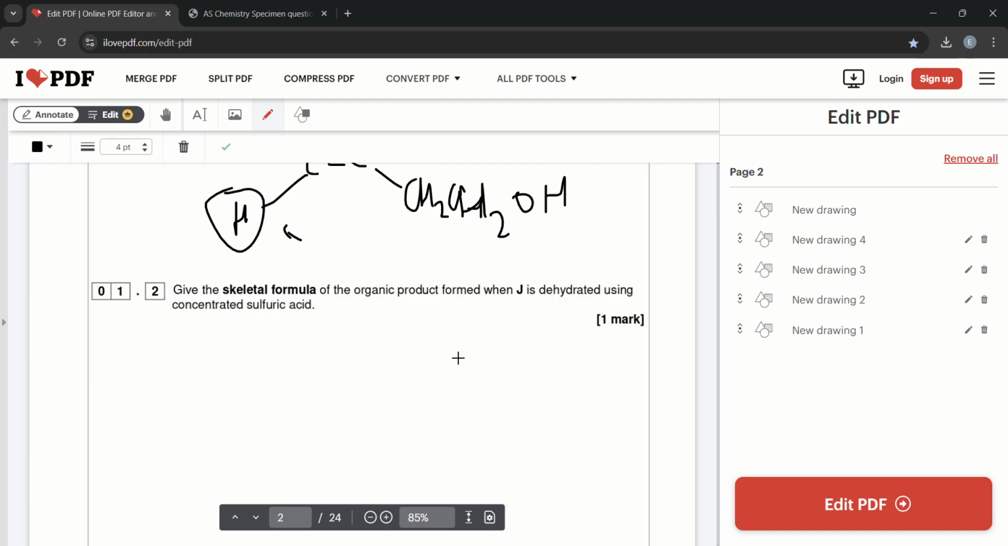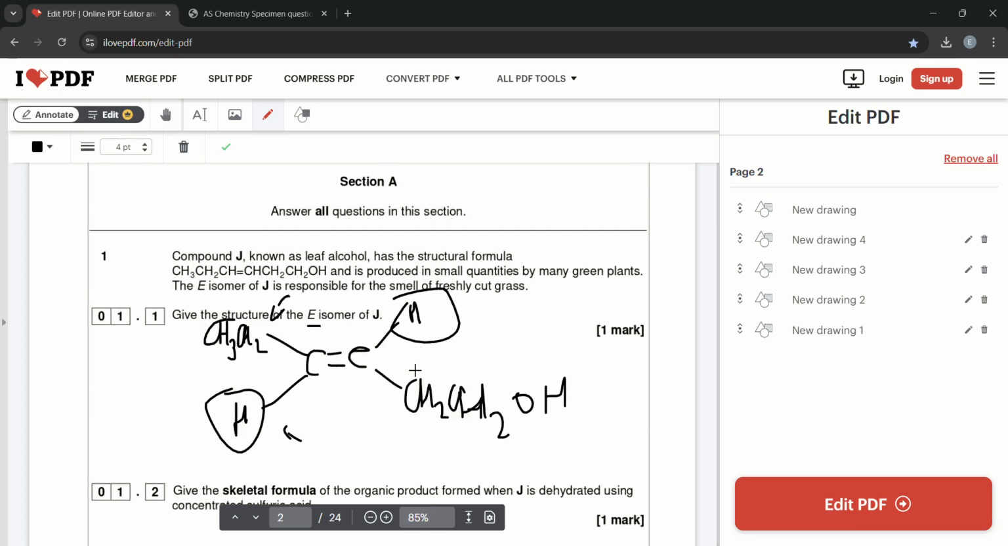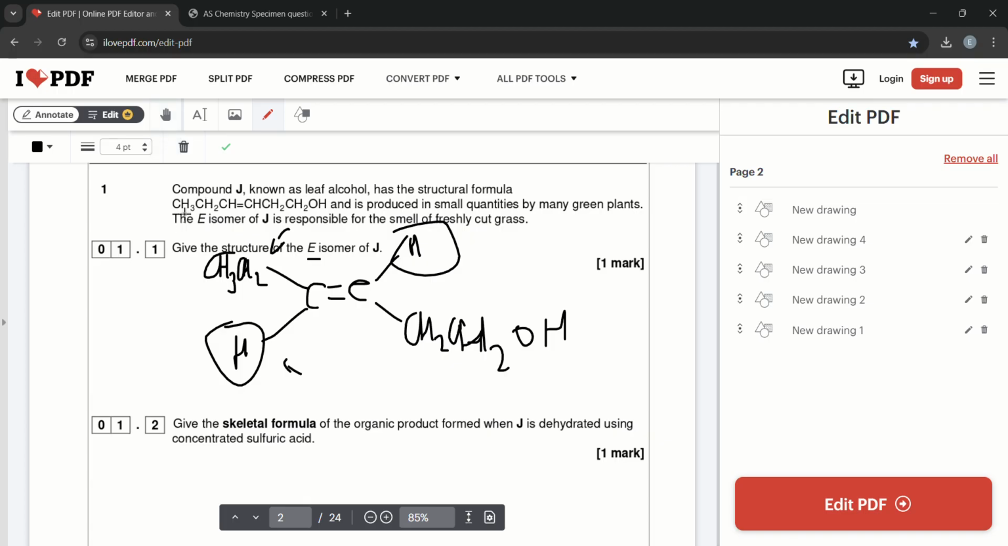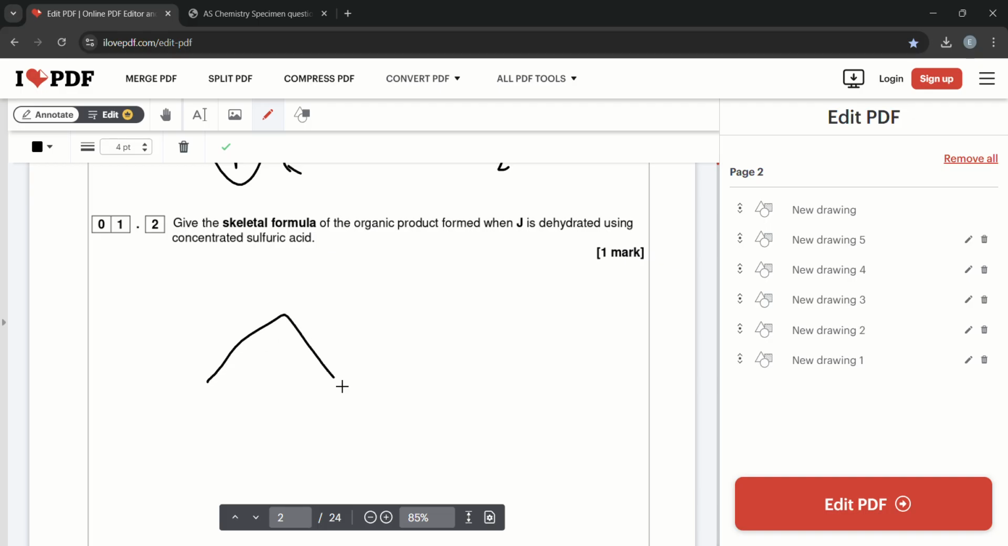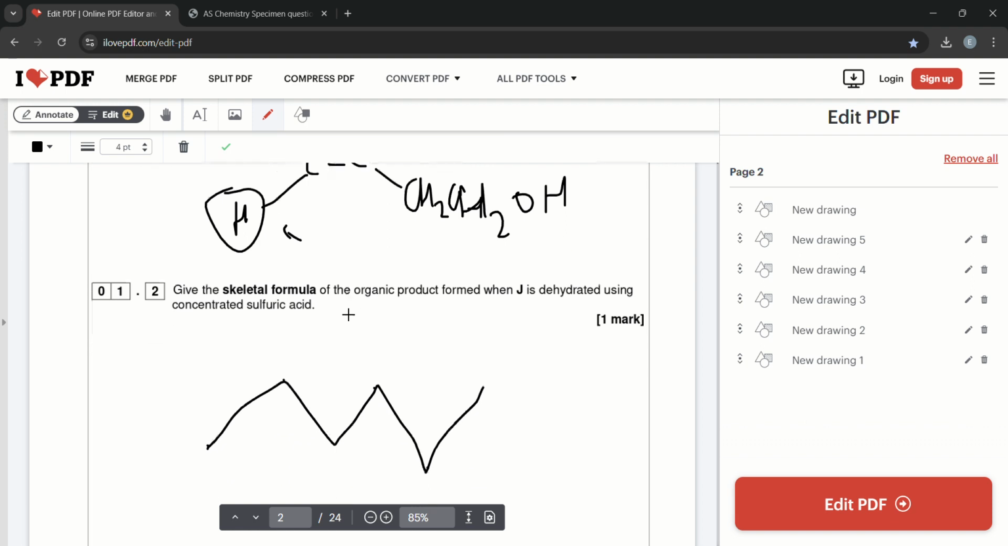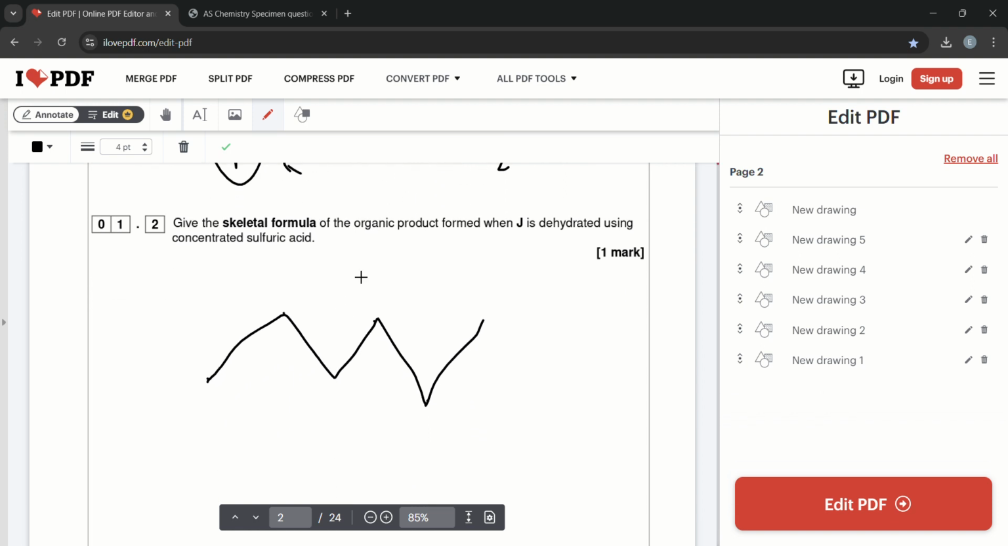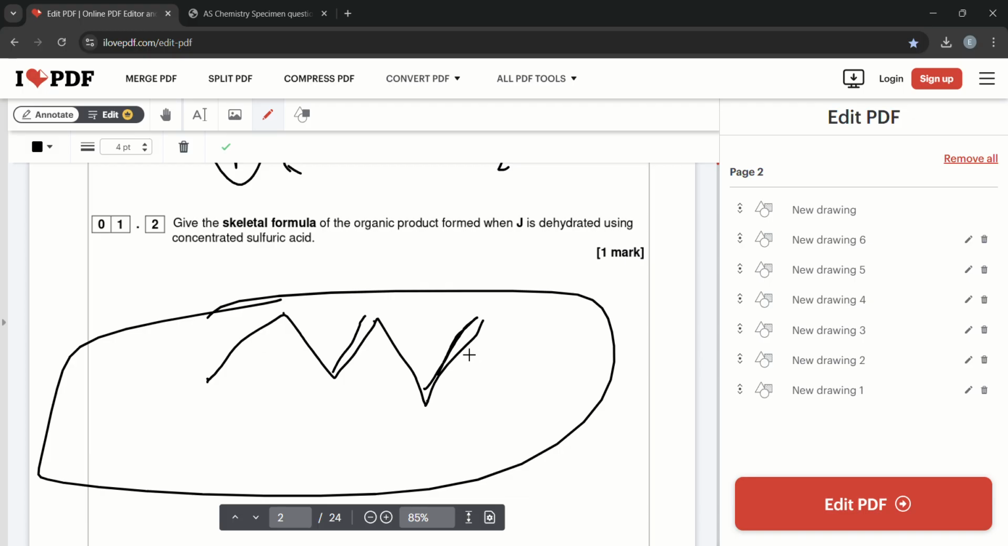So, how many carbons does it have? 1, 2, 3, 4, 5, 6. Obviously, they should be straight lines, but I hope you get the point. And because it's going to be dehydrated with concentrated sulfuric acid, it's going to have a double bond here and a double bond here. That is the skeletal formula. So don't display it, it specifically wants skeletal formula.